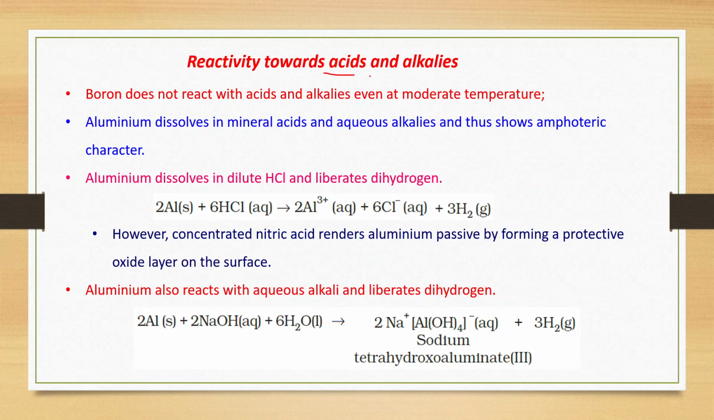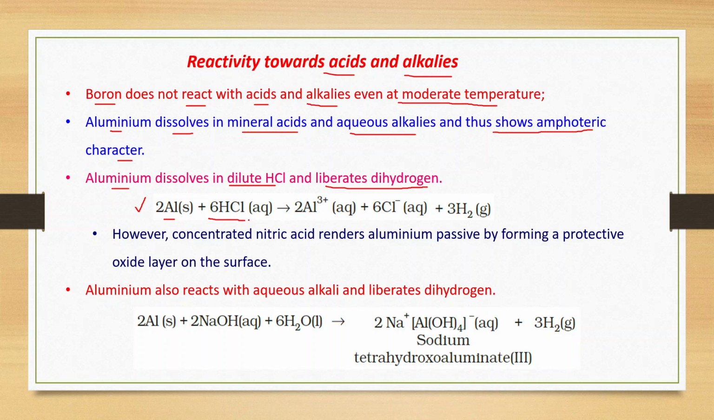Reactivity towards acids and alkalis. Boron does not react with acids and alkalis even at moderate temperature. Aluminium dissolves in mineral acids and aqueous alkalis and thus shows amphoteric character. Aluminium dissolves in dilute HCl and liberates hydrogen gas, and the reaction can be represented like this. 2Al + 6HCl gives AlCl3, and in aqueous solution, AlCl3 will exist like this, Al3+ and Cl-, along with the liberation of hydrogen gas.